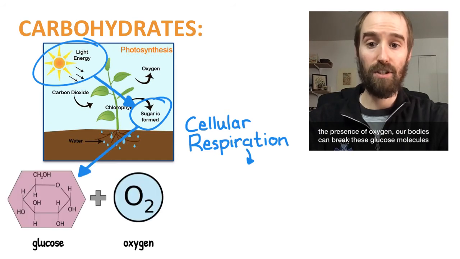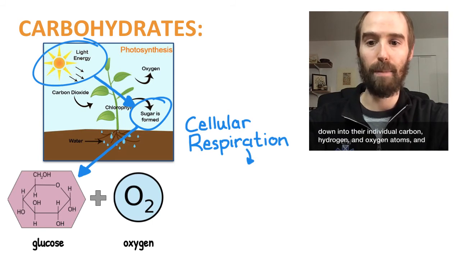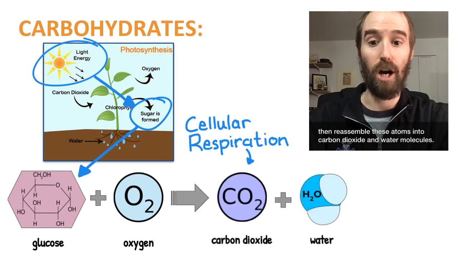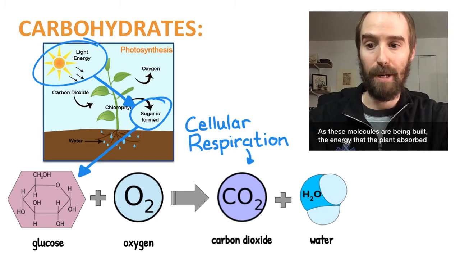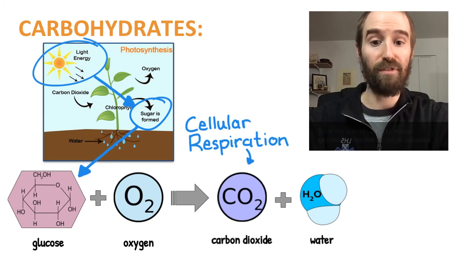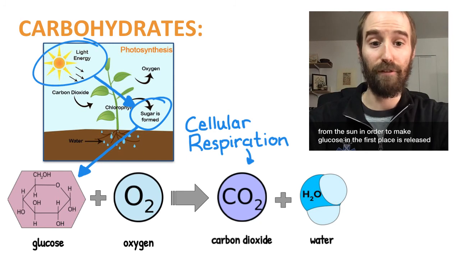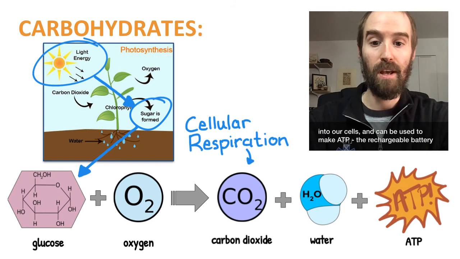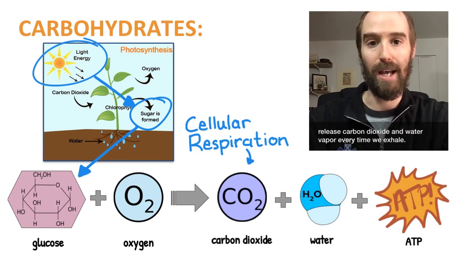In the presence of oxygen, our bodies can break these glucose molecules down into their individual carbon, hydrogen, and oxygen atoms, and then reassemble these atoms into carbon dioxide and water molecules. As these molecules are being built, the energy that the plant absorbed from the sun in order to make glucose in the first place is released into our cells and can be used to make ATP, the rechargeable battery of the cell. This is why we need to breathe oxygen, and it is also why we release carbon dioxide and water vapor every time we exhale.